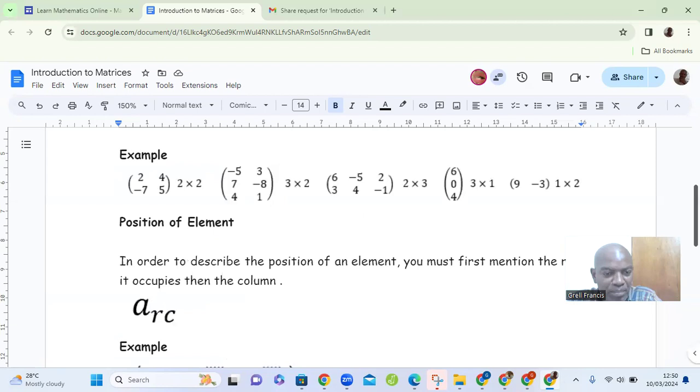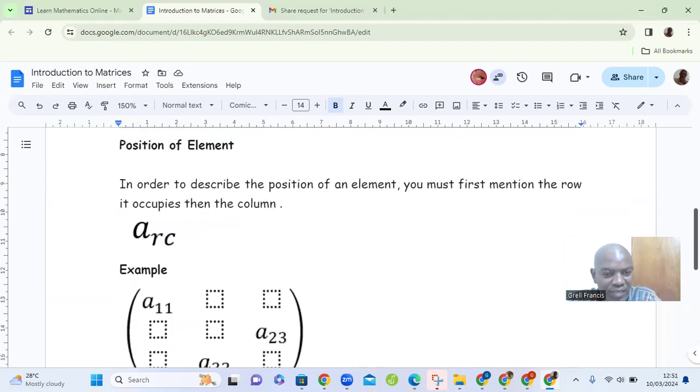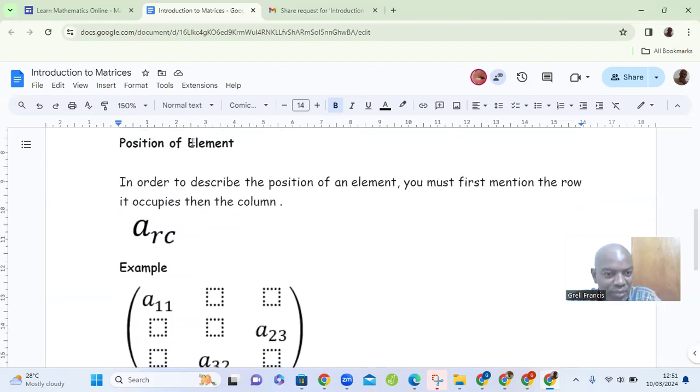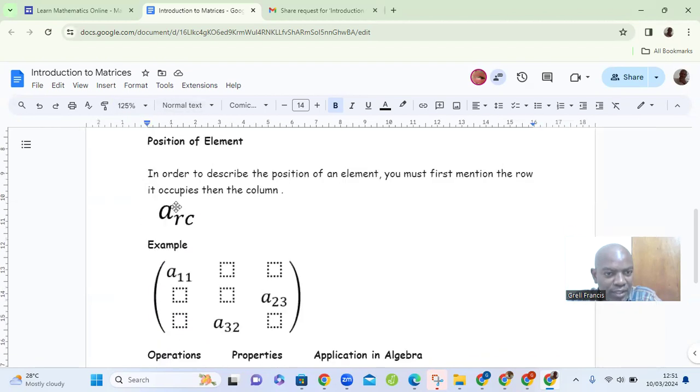Now let's talk about the position of the element in the matrix. So in order to describe the position of an element, you must first mention the row it occupies, then the column. Okay, for example, element A is in row R and column C. So for example, this matrix actually is a 3 by 3, 3 rows, 1, 2, 3, and 3 columns, 1, 2, 3.